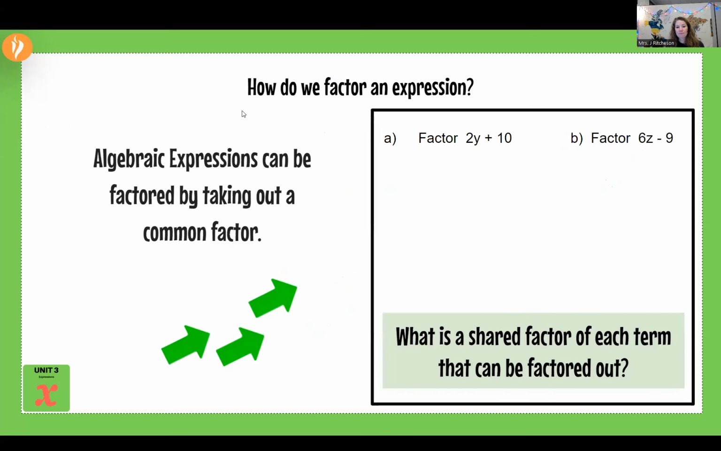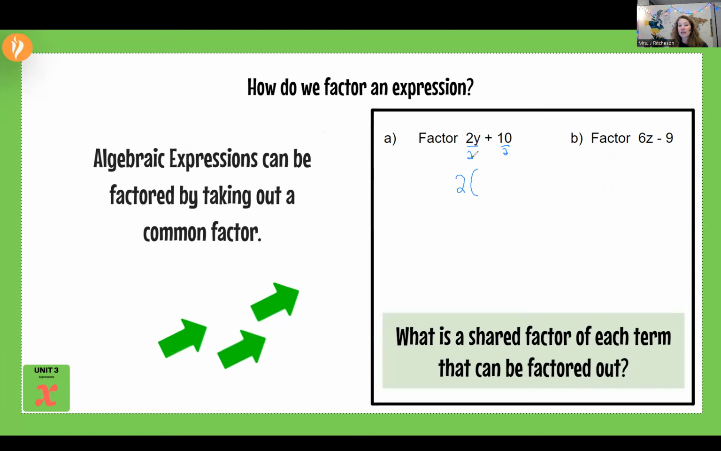All right, so let's try this one. We're going to think of the factors of 2 and 10. Well, 2 is a prime number. The only factors are 1 and 2. So we know that both of these numbers can be divided by 2. So we're literally pulling out a 2. Pull it out and then leave everything else in parentheses.